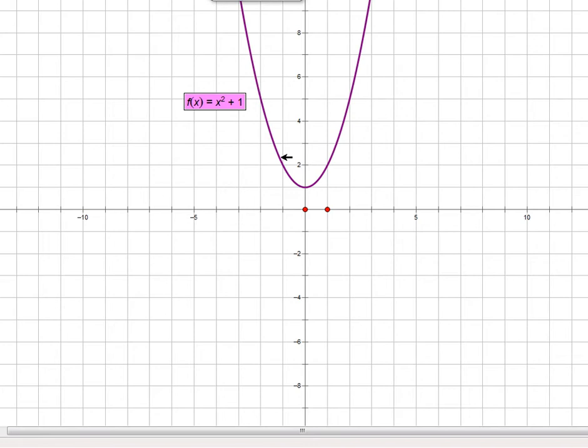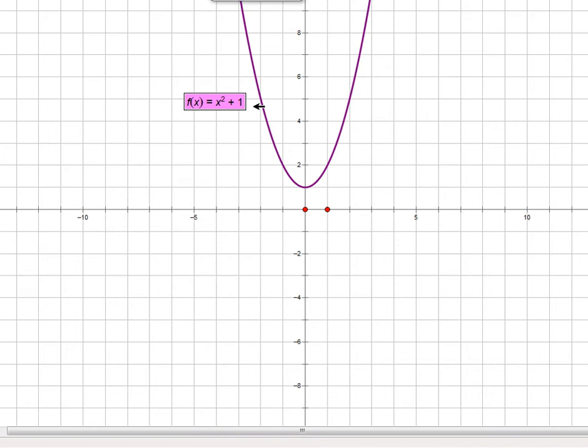So the parabola got shifted up 1, right? Actually, where does this parabola cross the y-axis? That would be called the y-intercept, right? So by putting that plus 1 outside, I changed the y-intercept. I made the y-intercept 1.